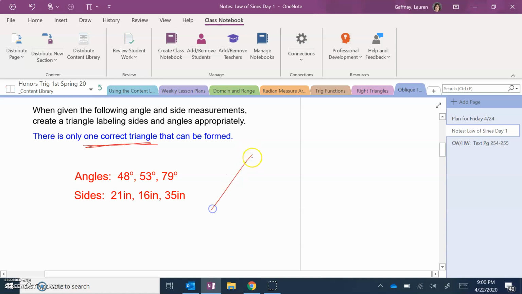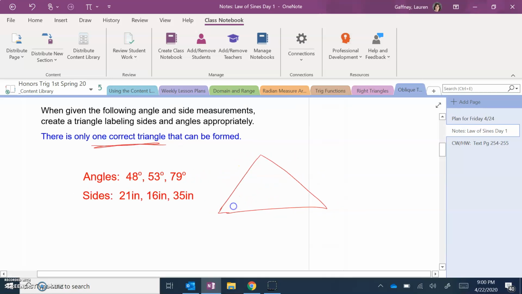Okay, so hopefully, and this doesn't need to be to scale or anything, but the key thing is hopefully you remembered that the shortest side should be across from the smallest angle. So if I would put 48 degrees here, 16 inches better be across from it. Smallest angle, shortest side across from it.